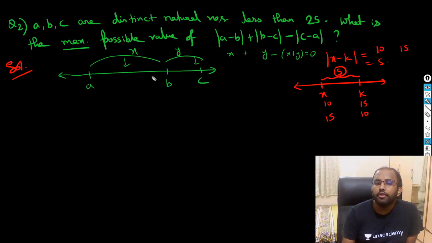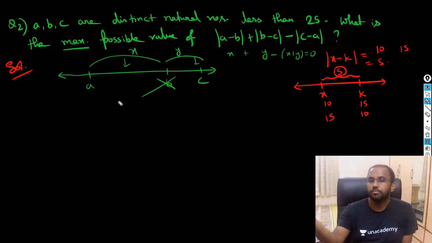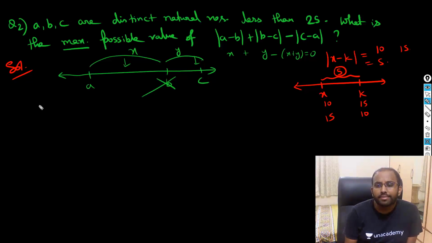So obviously, if B is in between A and C here, it won't give me the maximum possible value, right? So basically, this case is not possible, right? That means B is somewhere either to the left of A or to the right of C, correct? So I want to maximize this value also.